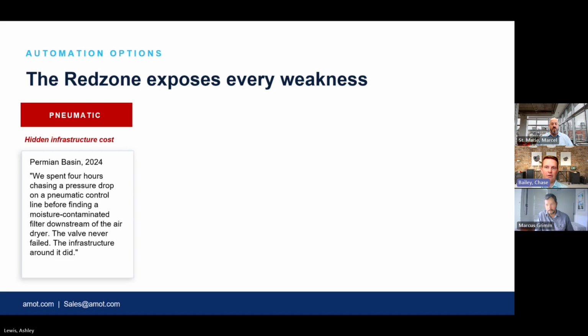And so we put an example up here of one of our customers out in the Permian who was sitting there chasing a pneumatic issue for 4 hours. What it ended up being was just a filter downstream of the valve. So nothing tied into the actual actuator itself, but a small component that led to 4 hours of downtime. And then like we talked about earlier, stop and pumping hours.